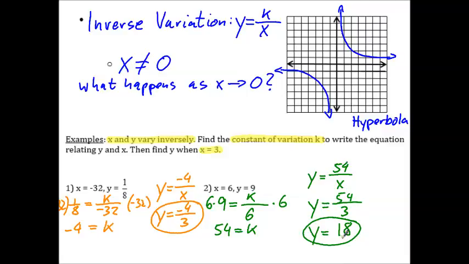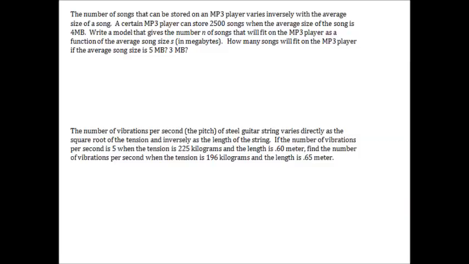Now let's move on to some real-world examples and examples where different types of variations are combined. Our first example: the number of songs that can be stored on an MP3 player varies inversely with the average size of the song. A certain MP3 player can store 2,500 songs when the average size of the song is 4 MB. Write a model that gives the number n of songs that will fit on the MP3 player as a function of the average song size s in megabytes.